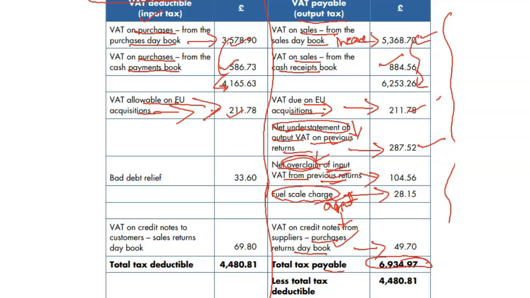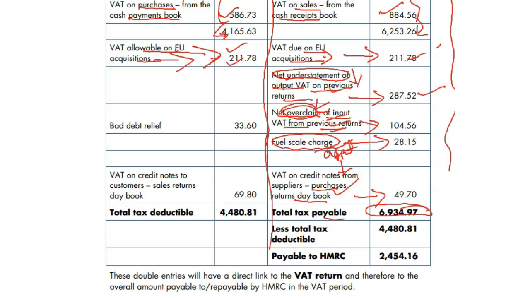There are 9 boxes to fill in the VAT return, and each item goes into one of these boxes, up to box 1, 2, 3, 4, 5, all the VAT records. Then later on, sales and purchases. We'll talk about them in later videos in even more detail.